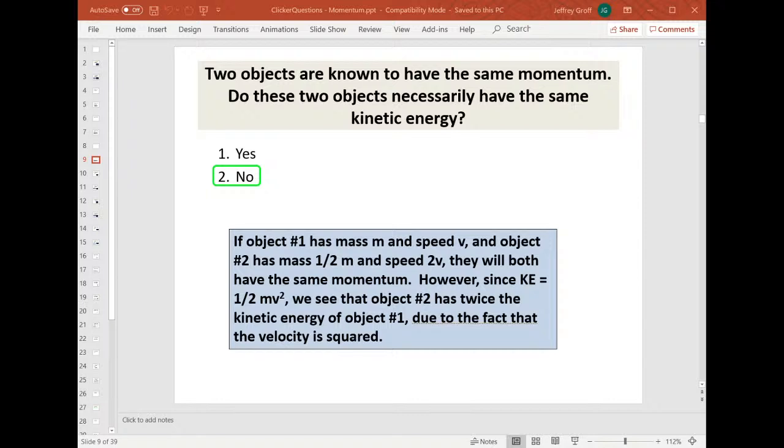So the reason why this is true: both of these quantities, momentum and kinetic energy, depend on mass and velocity or speed. Let's think mass and speed. Of course, momentum has a direction as well, but let's think of the magnitude of the velocity. So what this question is saying is you have two things that have the same product, mass times speed. The size of that number is the same.